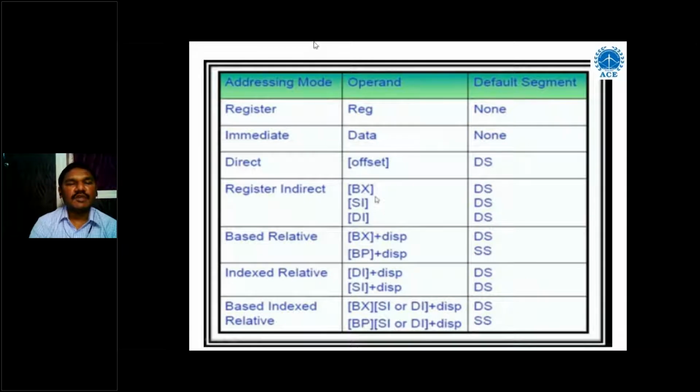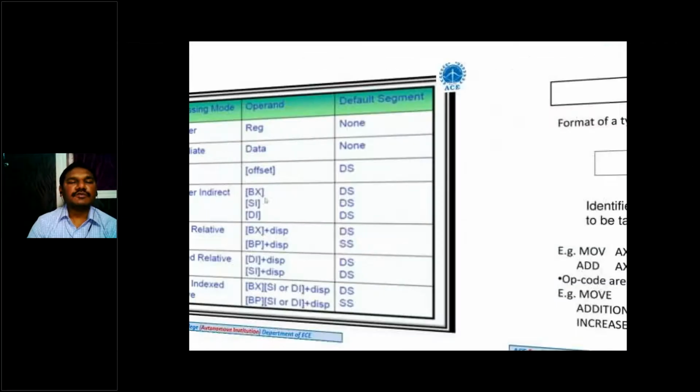So these are all the different types of addressing modes: register based, immediate data based, direct address mode, register indirect address mode, based relative address mode, indexed addressing mode, and based indexed relative address mode. These are all called different addressing modes that we have seen in the previous presentations also.